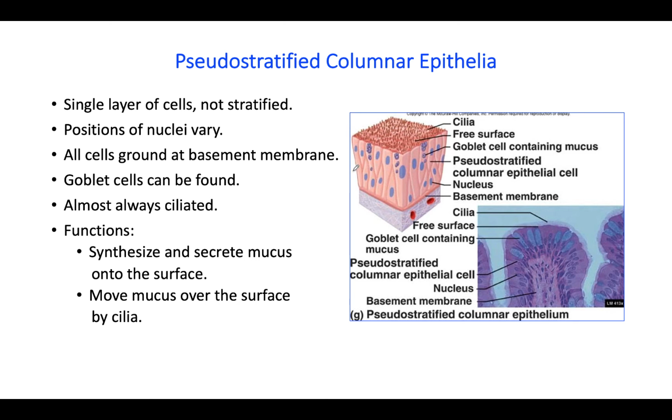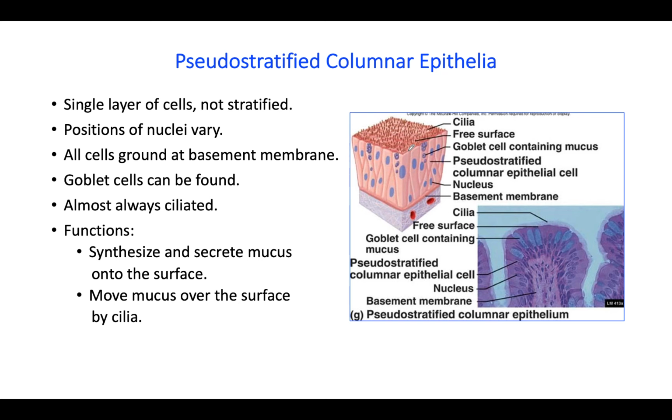The nuclei of these cells are at different levels and appear stratified, but it is actually a single layer of cells because all the cells are in contact with the basal lamina, although some do not reach the apical surface. So when you look at the bottom, each cell touches the lamina or basement membrane. But even though they touch the basement membrane, some cells cannot reach the top apical region.